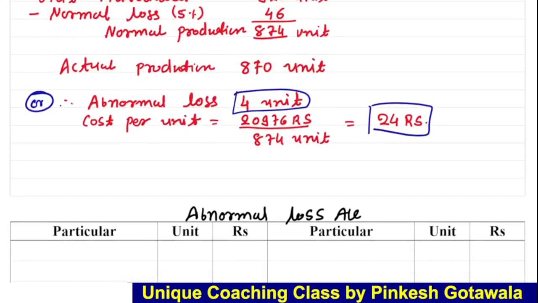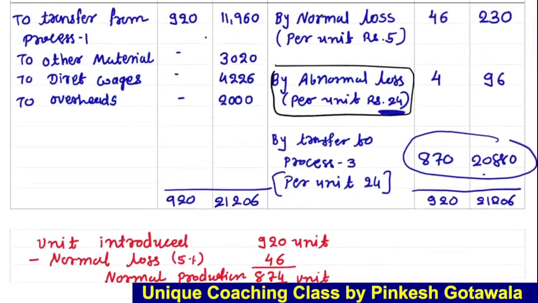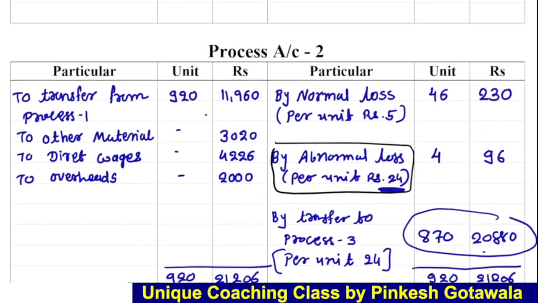It will come from the process. So let's see, abnormal loss comes in the second process, right? First of all we are going to prepare the abnormal loss account.